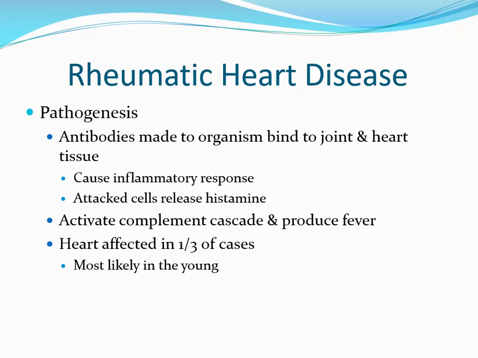Pathogenesis. The antibodies that are made to the strep organisms will bind to joint and heart tissue, resulting in an inflammatory response. The attacked cells begin to release histamine and activate kinins. These result in an inflammatory response that attracts macrophages and neutrophils. These cells then cause further damage to the heart and will activate the complement cascade, also resulting in a fever. The heart is affected in about 1/3 of the cases, and it is more likely to happen in the young.